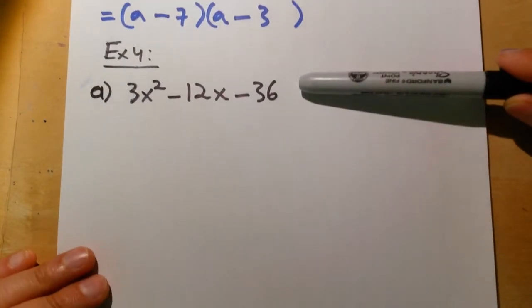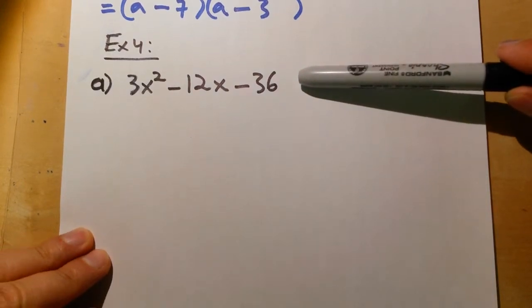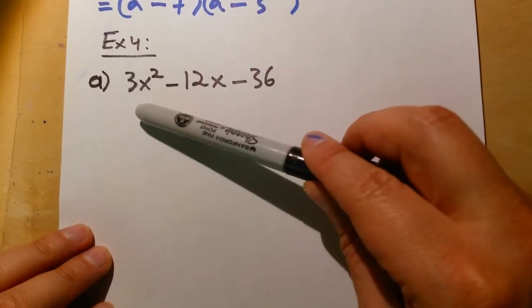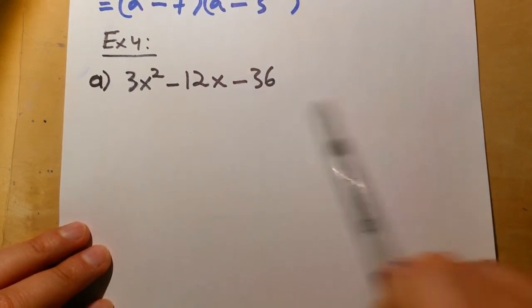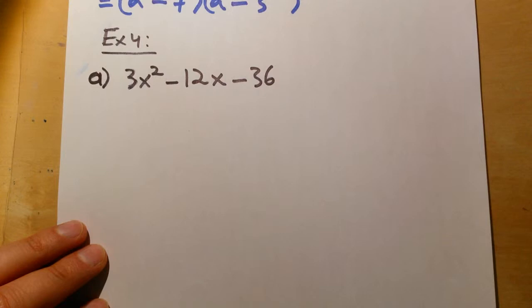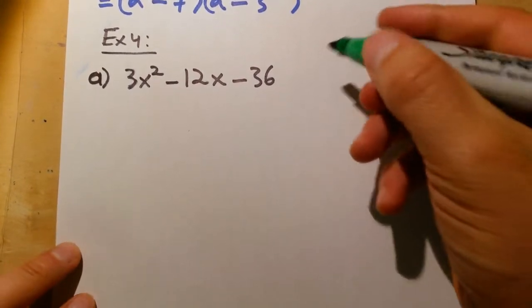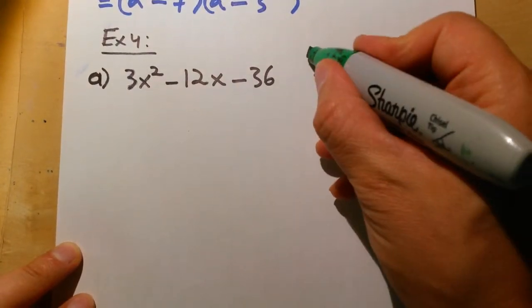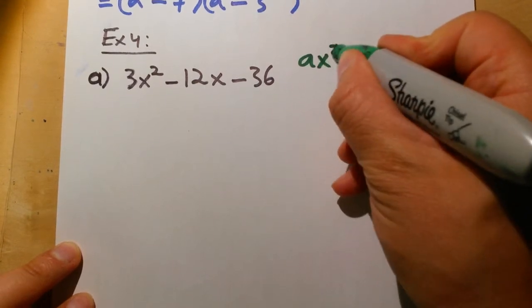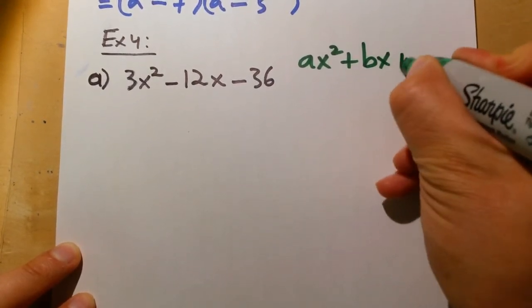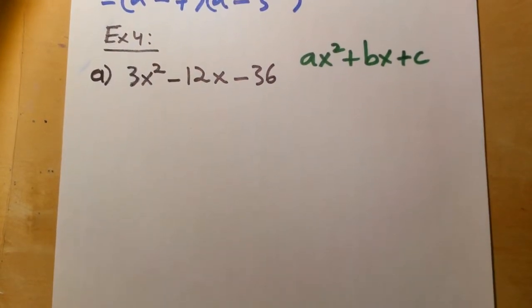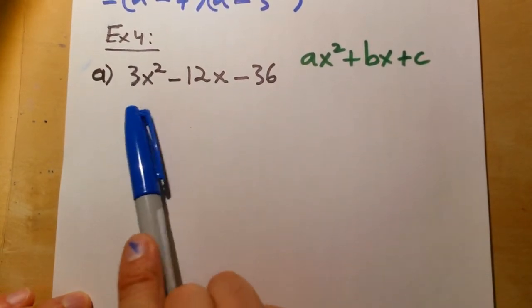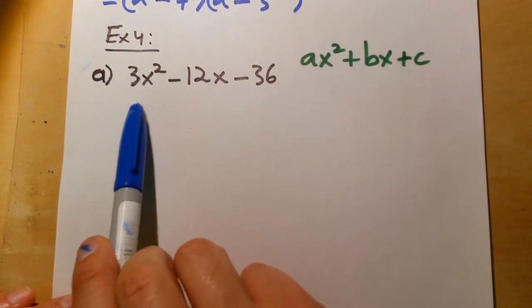We have a complex trinomial. The a value is equal to 3, b is equal to negative 12, and c is equal to negative 36. So let's just remember this. Now this is a complex trinomial. So first, and from now on, whenever we're factoring, we've got to remember this.